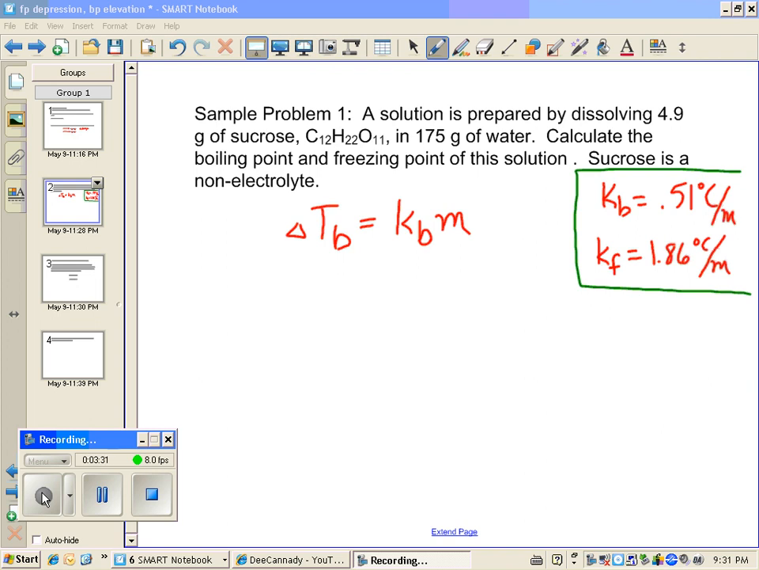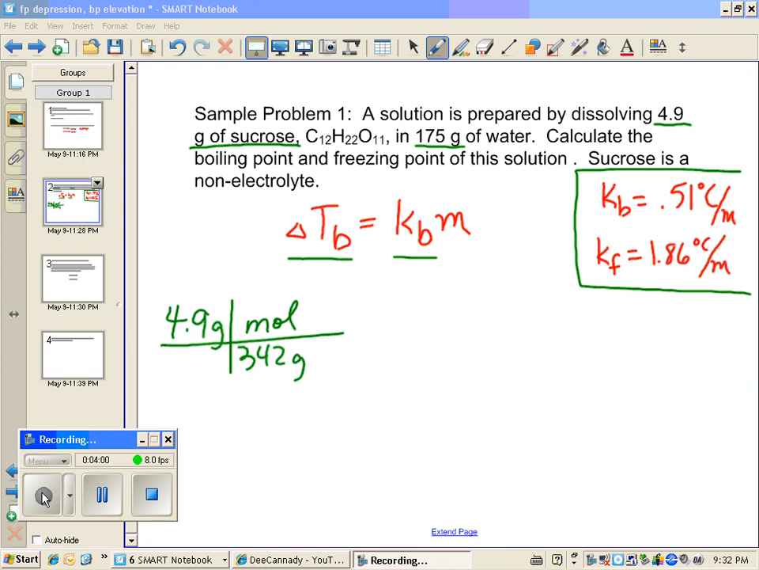Now I'm going to move to the problem. Notice I'm looking for the change in the boiling temperature. I can put 0.51 in for KB, but I don't know the molality. But look in the problem, I'm given the information for it: 4.9 grams of solute and 175 grams of water. So very quickly, let me calculate. This is the mass of solute, and I'm going to divide that by 342 grams per mole. That gives me moles. To get molality, I'm going to divide by 0.175 kilograms. So my molality is a 0.082 molal solution.